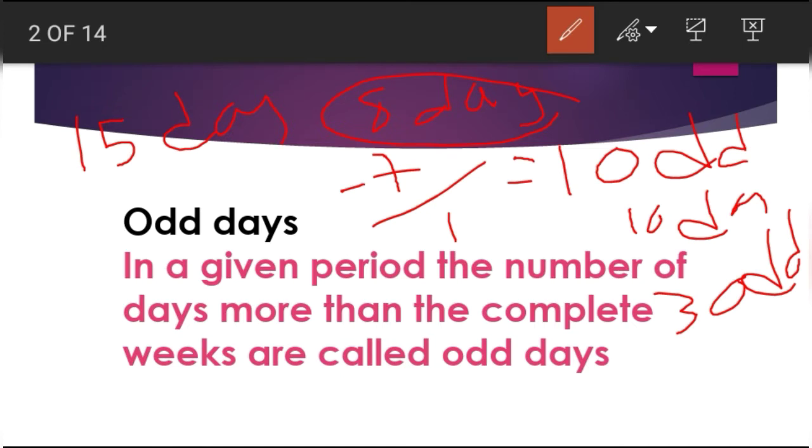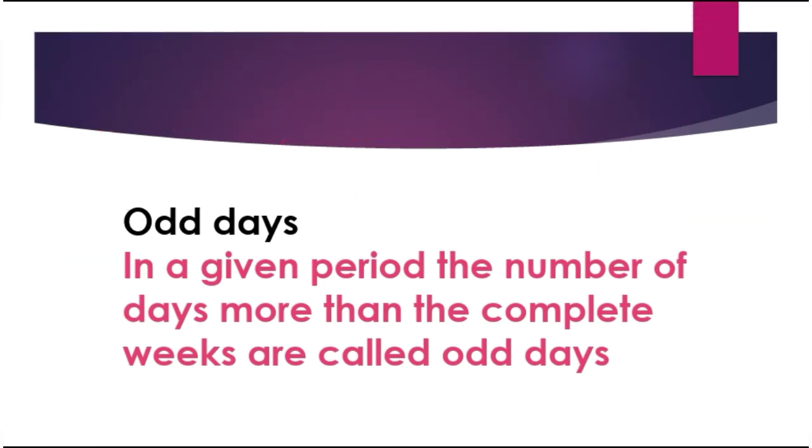Similarly, for 15 days, there are 2 sevens, 14. 2 weeks are there, so 14. So 15 days also has 1 odd day. Remember this.